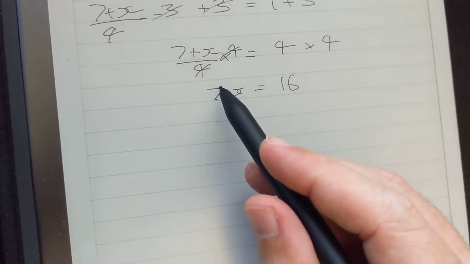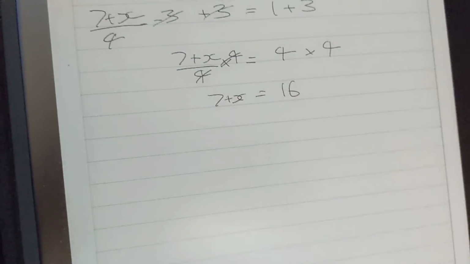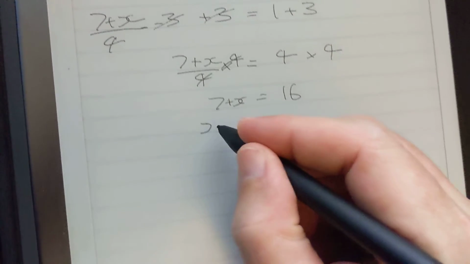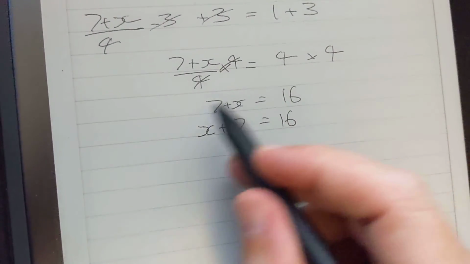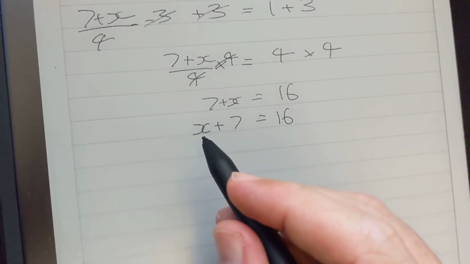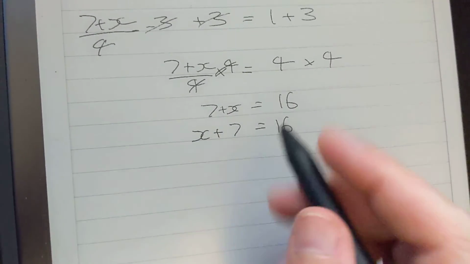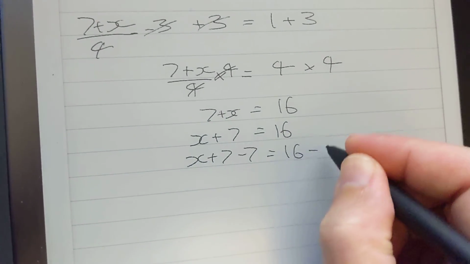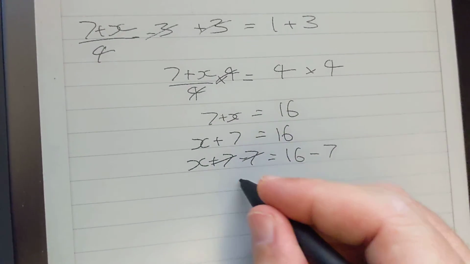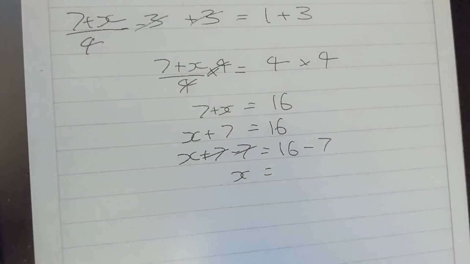Now I've got a 7 sitting over here. Because maybe I just like to see it this way, that's the same as saying x plus 7 is equal to 16, by the way. Whether it's 7 plus x or x plus 7, same thing. x plus 7 equals 16, I can now take 7 from both sides. Those 7's cancel out. x is equal to 16 minus 7, which is 9.